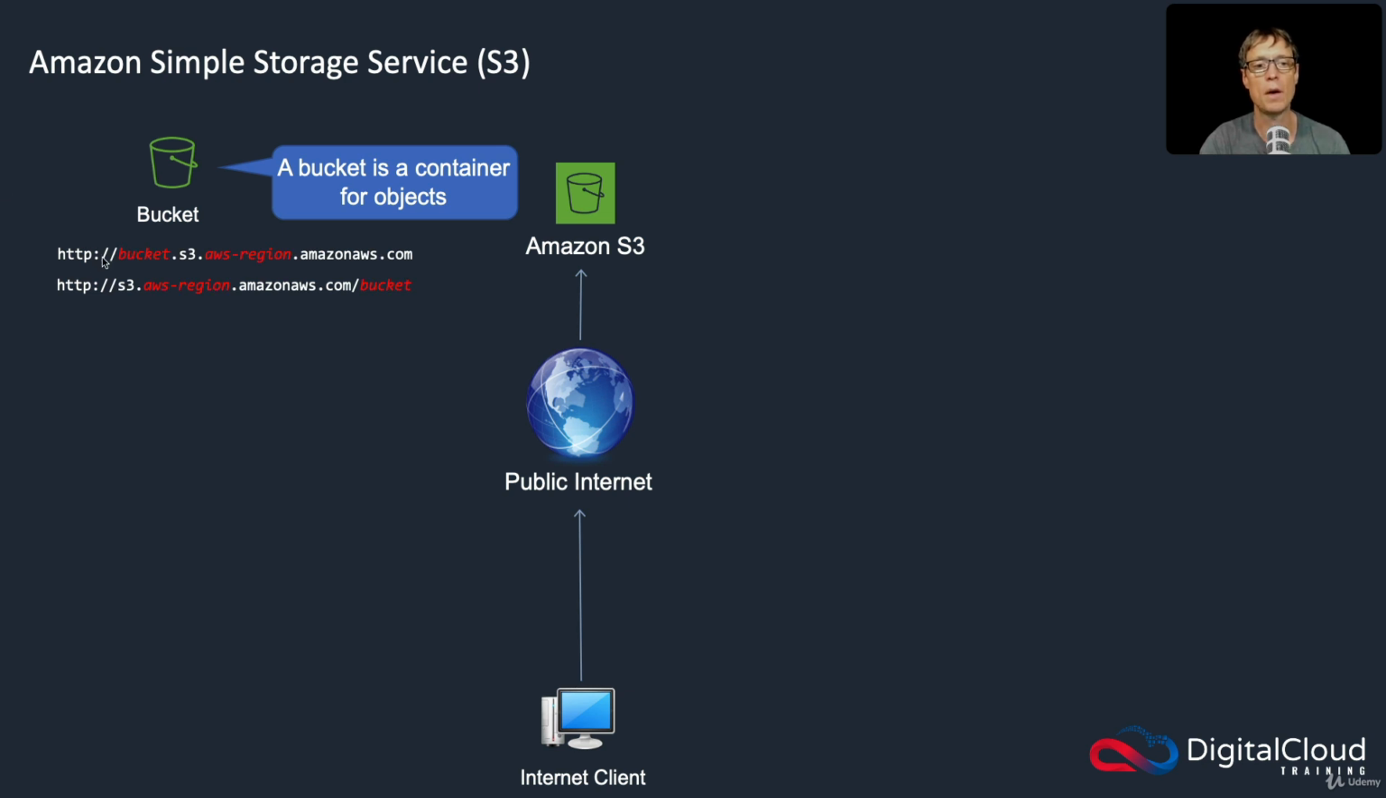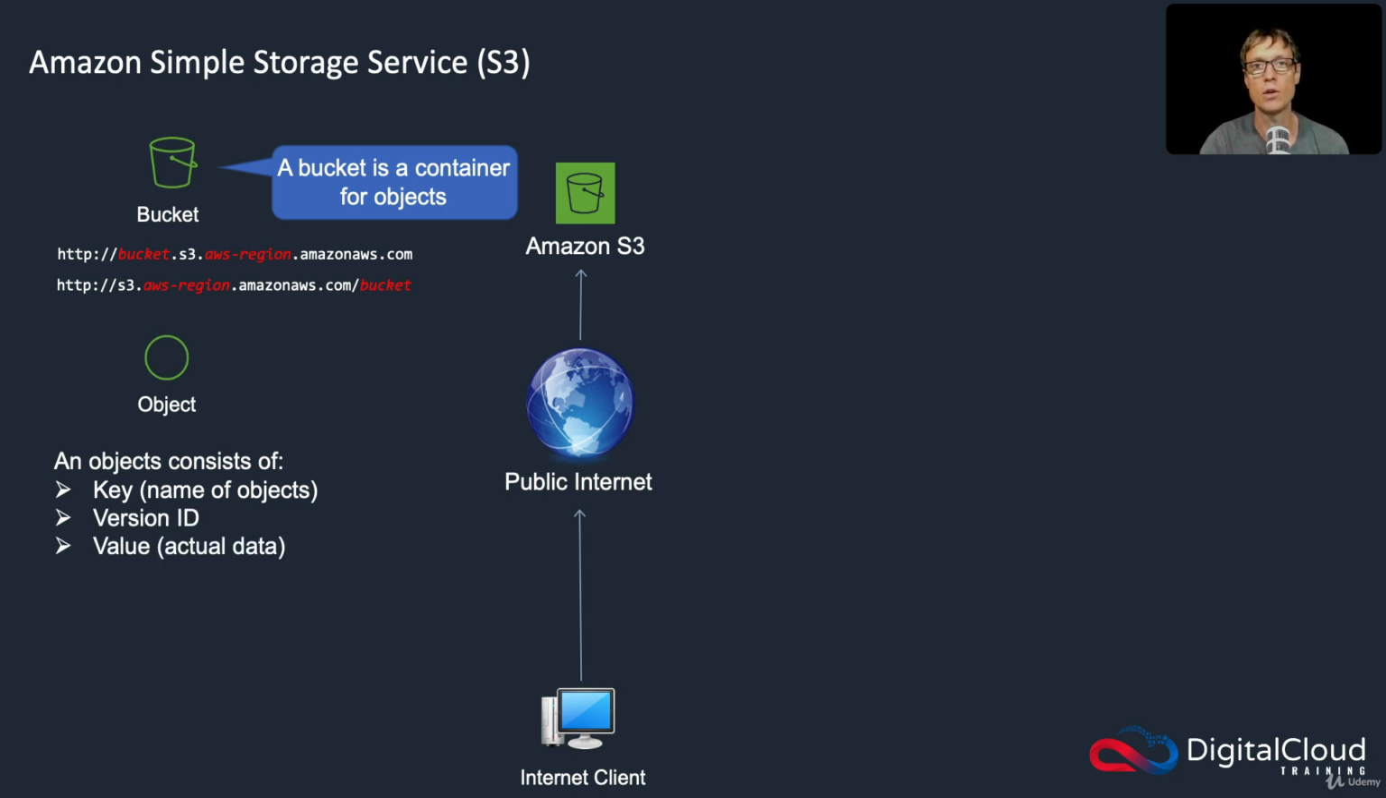You access your bucket using a URL, which is why the bucket name must be unique, because it's part of the URL. So that's what makes the URL unique. Obviously, all URLs on the internet must be unique. Therefore, we have to find a bucket name that's globally unique. So we upload our objects, and an object actually consists of a key. This is the name of the object, a version ID, and then a value. And the value is the actual data itself.